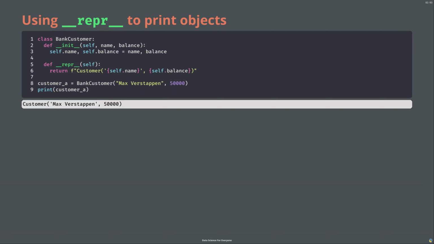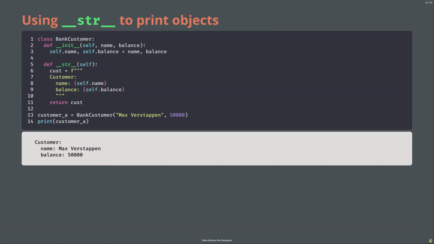In this case, we include self.name and self.balance. We put single quotes around self.name to make sure the output looks like valid code and can recreate the object, with the name as a string and the balance as a number. When we create an object and display it, we see the repr output. Since the class doesn't have a str method, calling print on the object will also use the repr method.